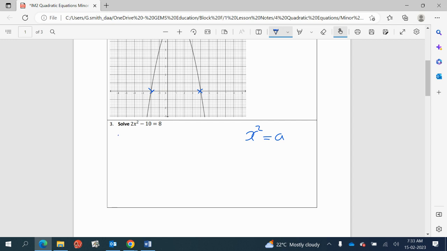So let's start rearranging. We get 2x squared is equal to 18. And then I can divide by 2. X squared is equal to 9. I get x is equal to plus minus 3. So x is equal to minus 3. X is equal to 3.